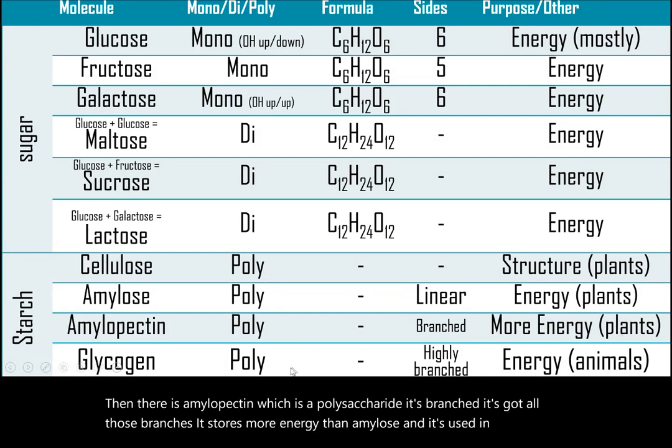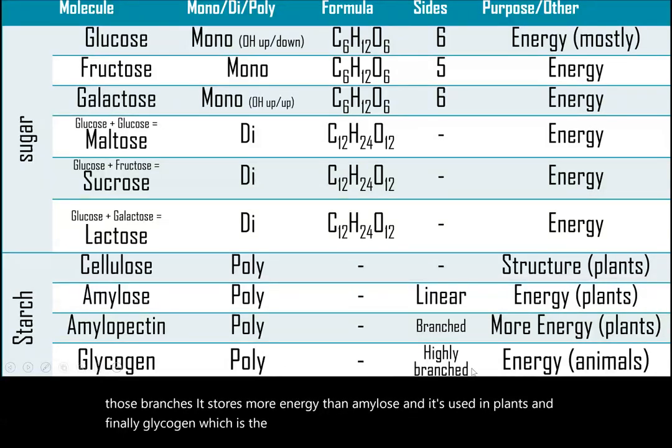And finally, glycogen, which is the polysaccharide that you find in animals. It's very highly branched, right? And its purpose is energy storage in animals.